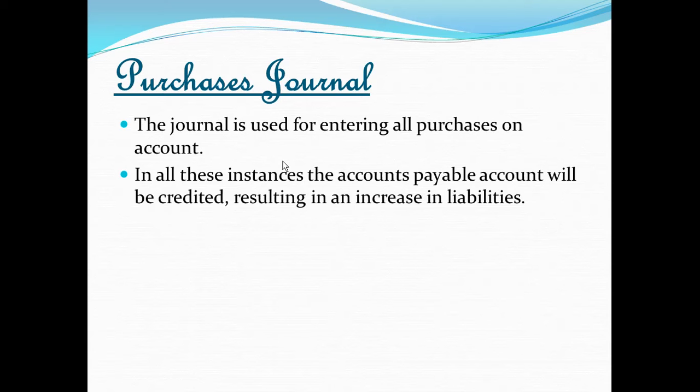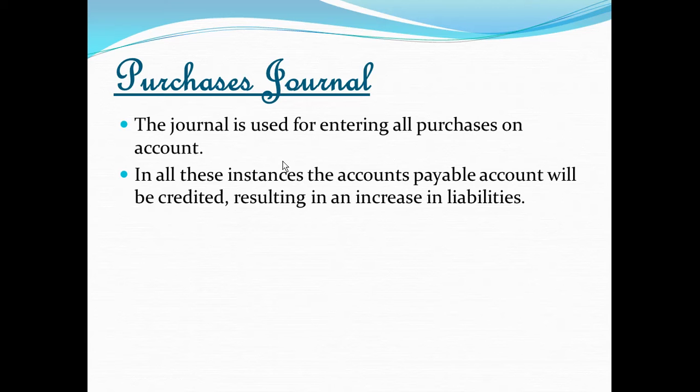Okay, so the slide says the journal is used for entering all purchases on account, so that means on credit. And then it says in all these instances, the accounts payable account will be credited, resulting in an increase in liabilities. So every time we purchase something on credit, it will go into the purchases journal.